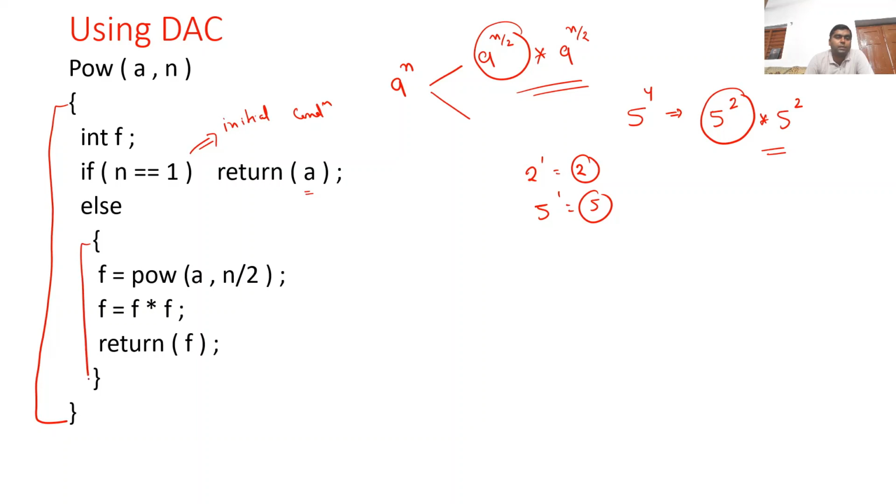Otherwise, what will happen in this case? The power of an element will be calculated as a comma n by 2. So this is the recursive step. In the recursive step, a comma n by 2, again we are calling it for half. And whatever the result is, we are storing it in f and multiplying f with f. Okay, and updating f only and finally returning f. So see how this algorithm will work. Let us see this.